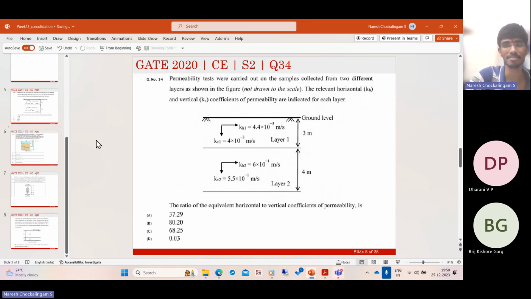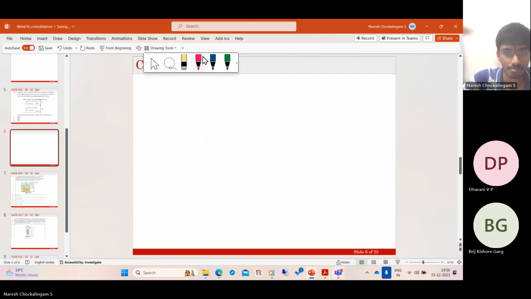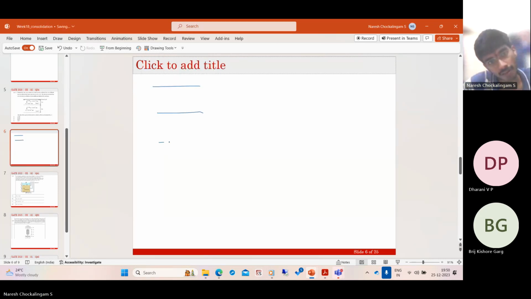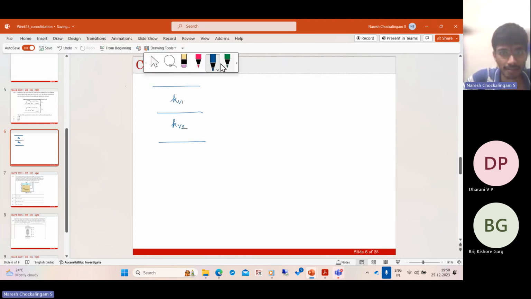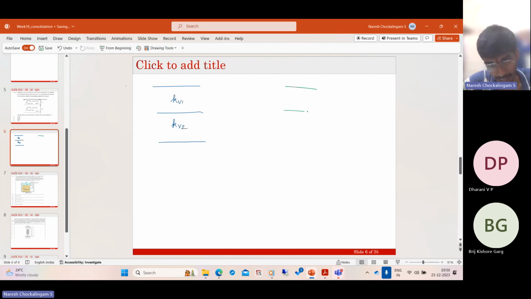Now, let us solve this problem. So in one case, they are in series. So here it has K vertical 1, K vertical 2. In the other case, the flow is parallel. When flow is horizontal, the flow is parallel to the soil strata. So here it is K horizontal 1, K horizontal 2. So the flow direction is like this, and here the flow direction is like this.